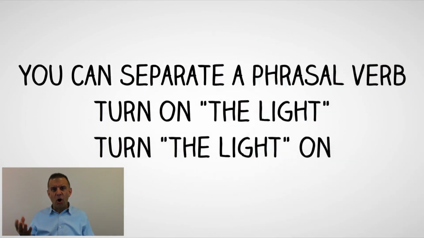Next, in some cases, we can separate the verb and the preposition when a direct object is used. Here's an example. Turn on the light. You could also say, turn the light on. So when you have a direct object, that object can often go after the preposition or before it. Turn on the light. Turn the light on.